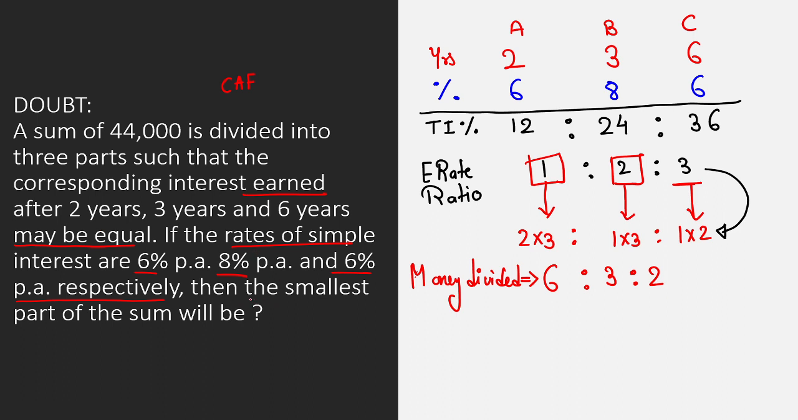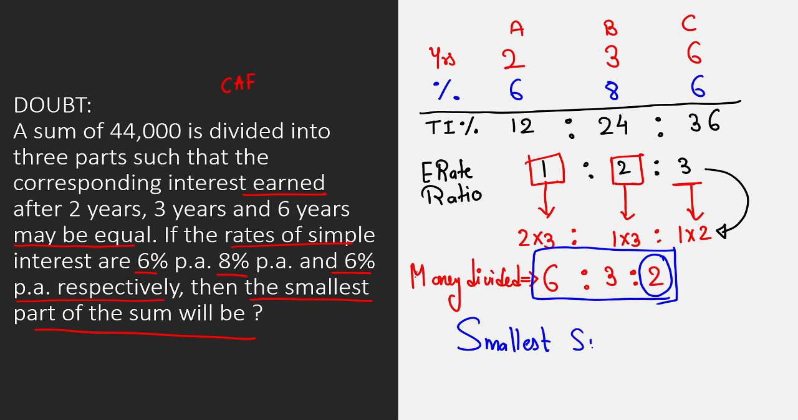What are they asking for? They are asking for the smallest part of the sum. The smallest part of the sum is basically this 2. This 2 out of the total of 11 parts, right? So the smallest sum is equal to 2 out of a total of 11 of what amount? Of the total amount. The total amount is 44,000. So this became 4,000, and hence the final answer is going to be 8,000.